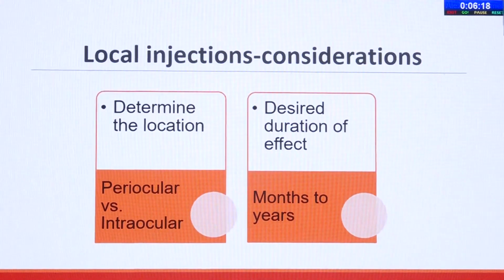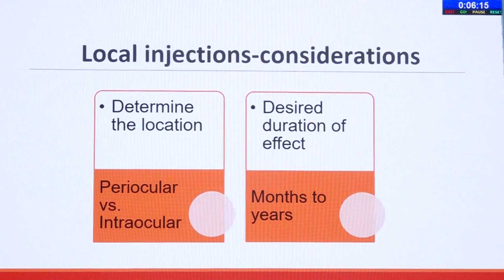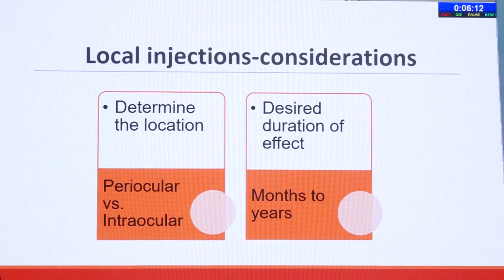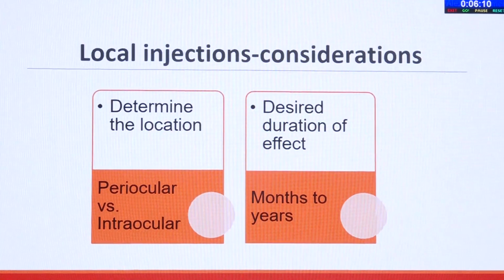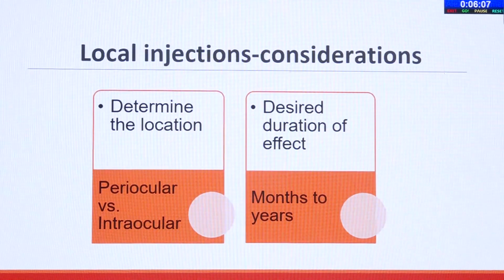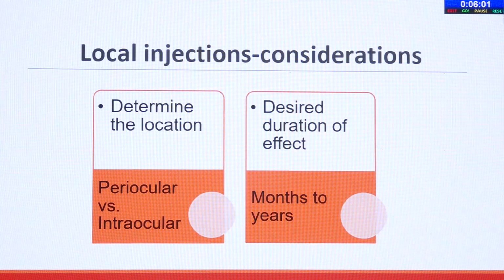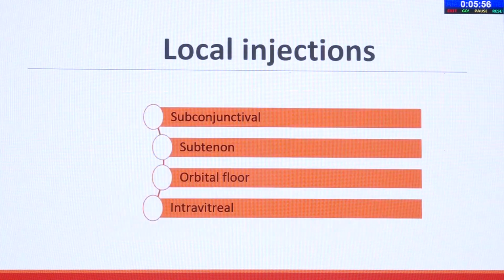First, where do you want to give it, periocular or intraocular? How long do you want the action to last, months or years? Like a fluocinolone acetonide implant can work for 3 years, whereas intravitreal clindamycin will work for about a week, and you need to repeat it after that. Dexamethasone will work for 3 months. The injection can be subconjunctival, subtenon, or orbital floor, which only a small, limited group of people do, and nowadays it is not that popular. Intravitreal injections and implants have come in a very big way in the treatment of uveitis.